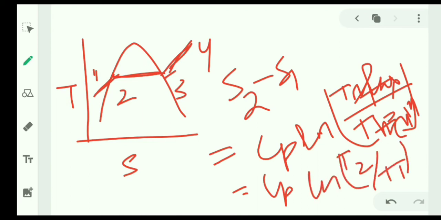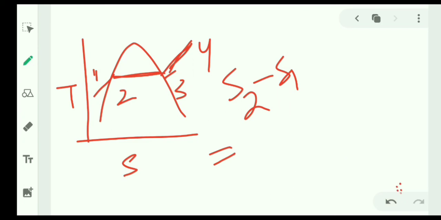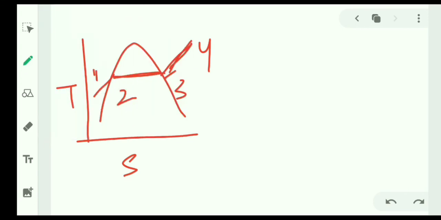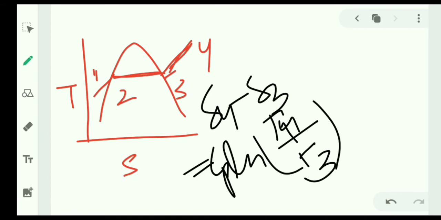So this is the amount of enthalpy change. Likewise, we can find out the entropy change. So likewise we can calculate the entropy for the 3 to 4 process. We can write the entropy change from 3 to 4, that is S4 minus S3, will be equal to Cp ln(T4/T3). I think this will be clear to all of you.